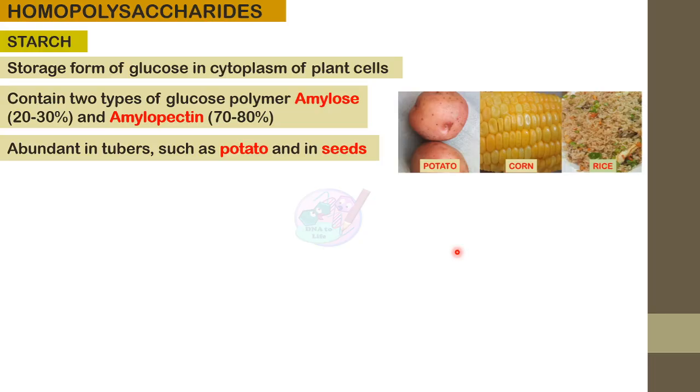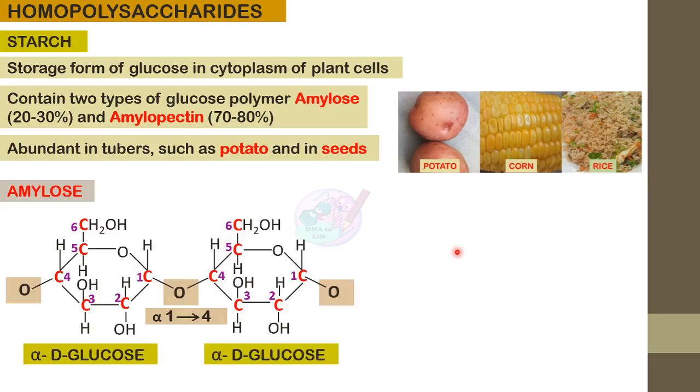So let's talk about a very common homopolysaccharide and that is starch. This is the storage form of glucose in the cytoplasm of plant cells. So starch is actually made up of two types of glucose polymers. One is called amylose, which constitutes about 20 to 30% of starch, and the second one is amylopectin, which constitutes about 70 to 80% of starch. Starch is abundant in tubers like potato and in seeds like corn, rice and wheat.